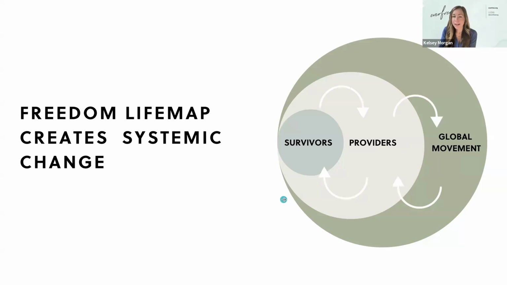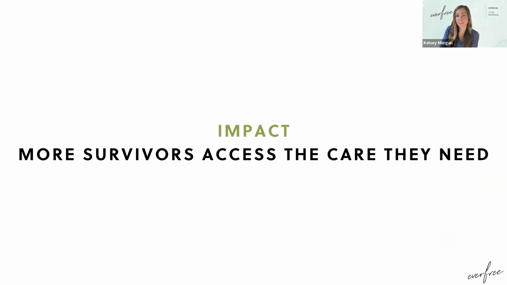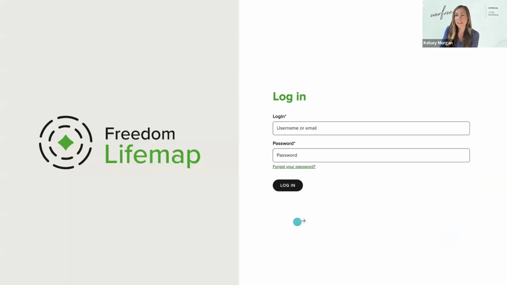We then set out to create systemic change, starting with the survivor, then going out to the providers and the global movement. The first is that more survivors access the care that they need. They log into our tech platform, Freedom Life Map, and fill out some basic demographic information, and then it launches them into a self-assessment facilitated by a trained provider.